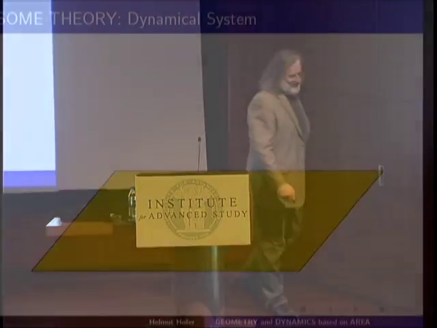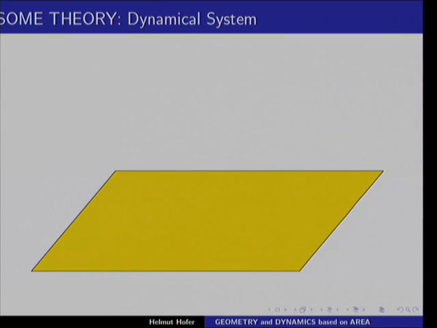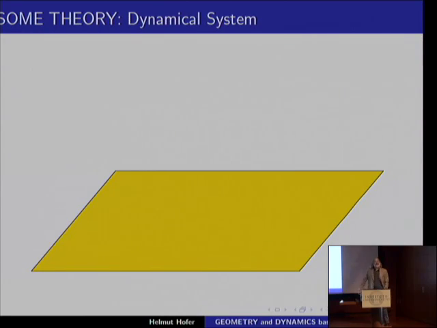Okay, so this was story time. And now we have to do some serious work here. So what is a dynamical system? The theory of dynamical systems is sort of the mathematical idea, how can we actually describe a physical system?